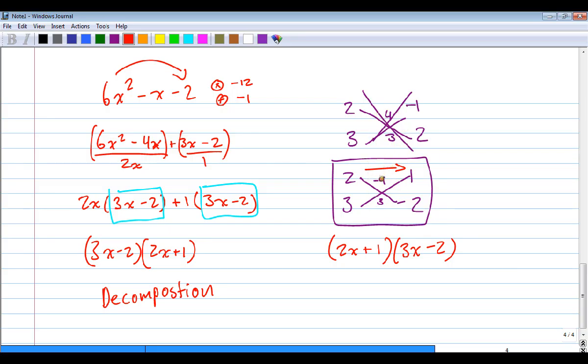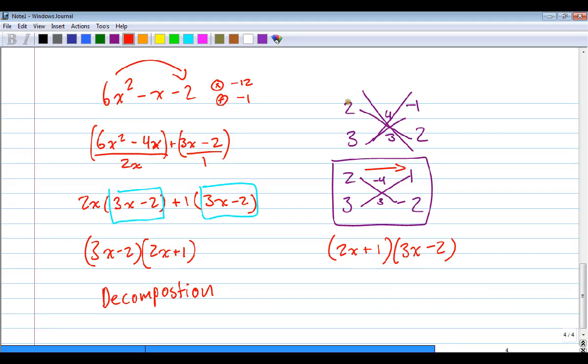Now, this will work with a regular one. When this is 1, you can still do this square thing. It's up to you. I'm not a big fan of it. Because at the beginning, you're guessing too much. Because this could also have been 6 and 1, right?